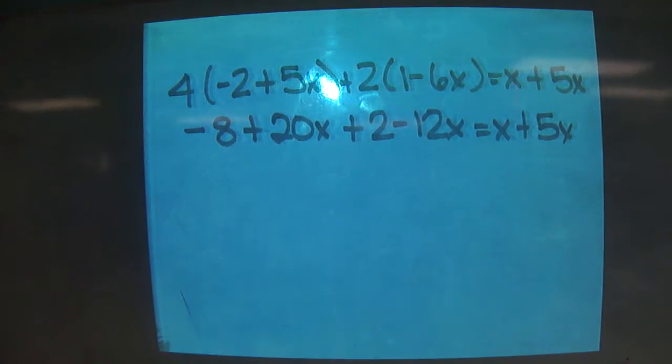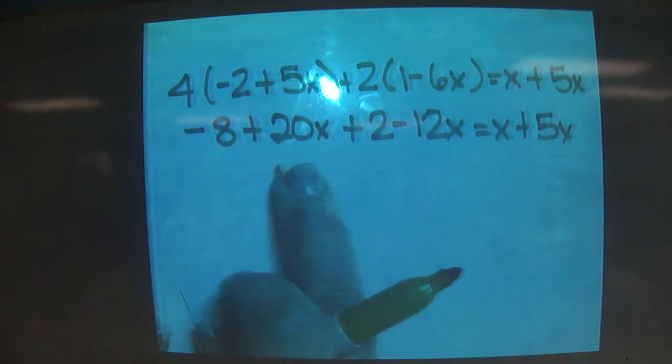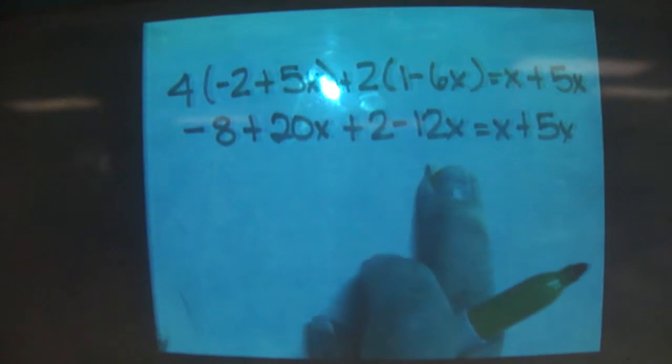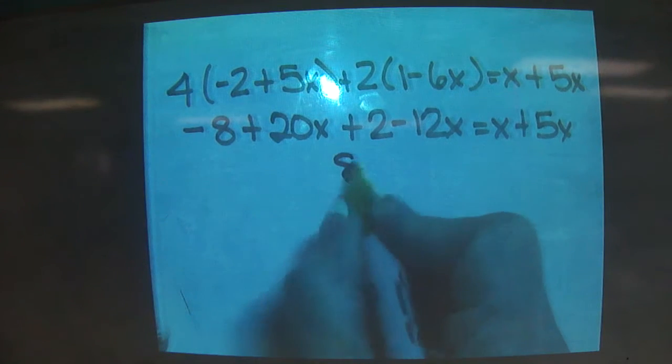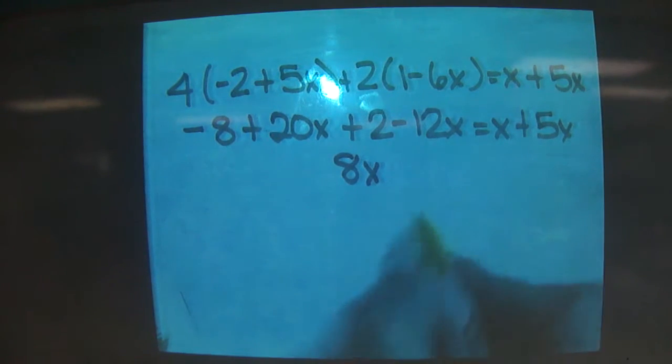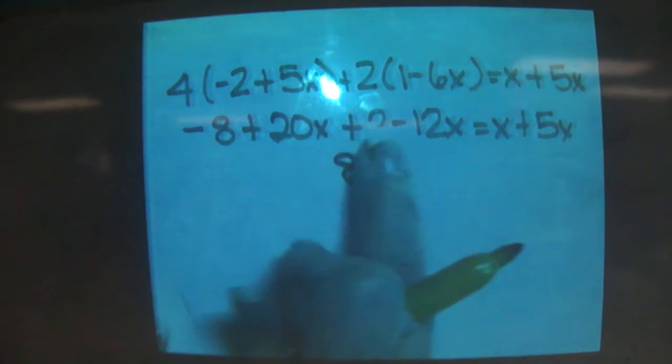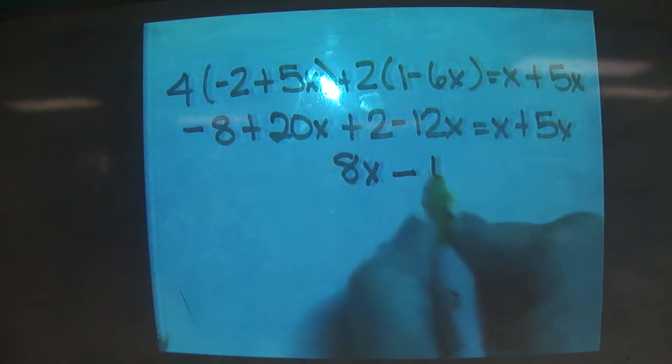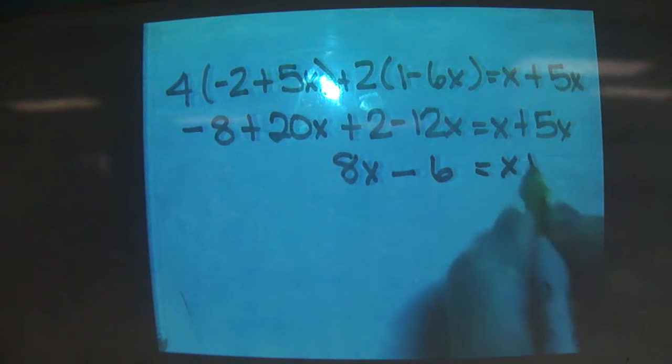What do we do next? Can we just combine terms? Combine like terms on each side. So how many x's do we have on the left? We have 20 and we have -12, so 8x. We have 8 x's. And how many integers do we have on the left? We have -8 and we have 2, so negative 6. And then on the right we have 1x and 5x, so a total of 6x.